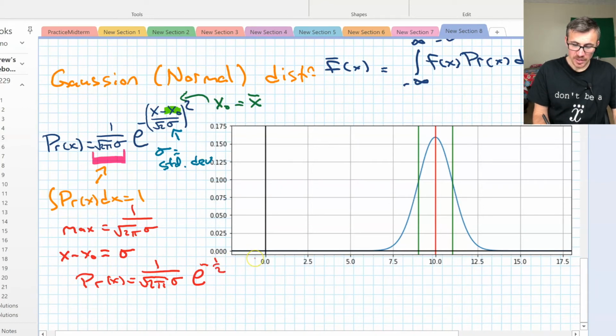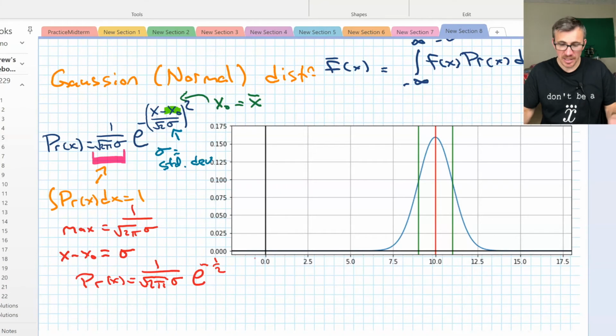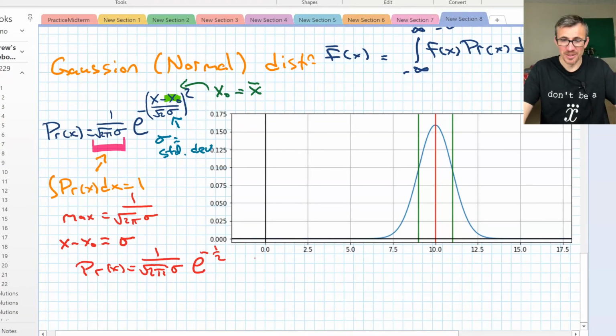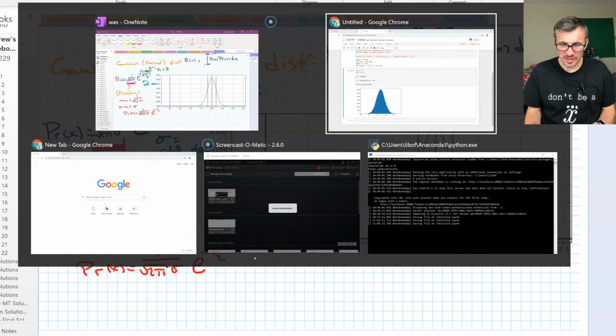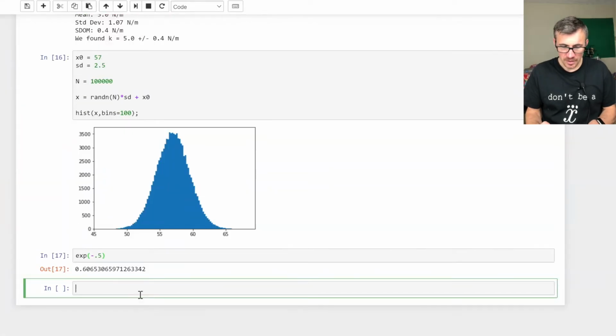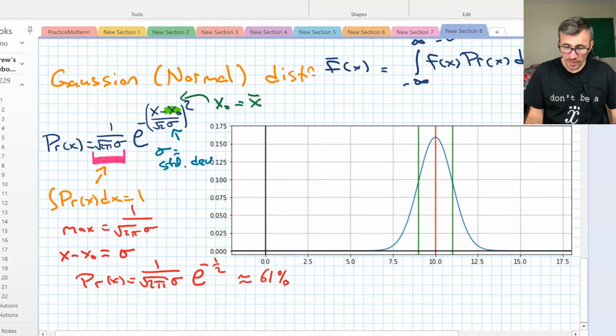Okay, so this e to the minus 1/2, whatever this value is, it turns out we can do it numerically. It's about 60 some odd percent. We have Python open, we have a Jupyter Notebook open, so let's figure that out. 61%, okay, good to know. 60.6%. Okay, and that gives us the width.